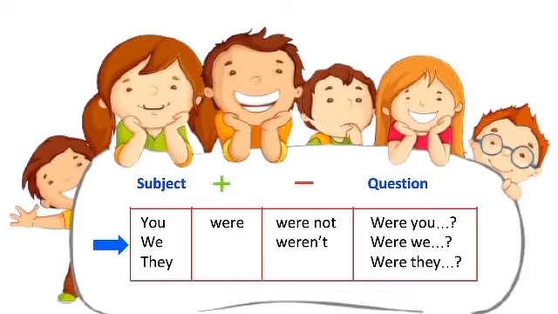Were is used for subjects you, we, they. The negative form is were not or weren't. When forming the question, we place the verb at the beginning. Were you, were we, were they.